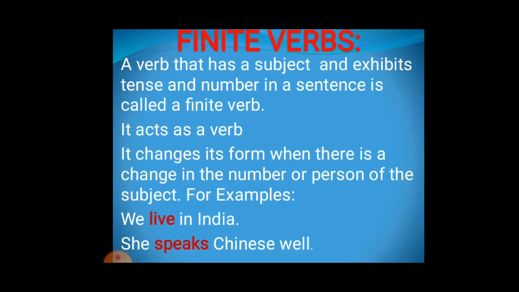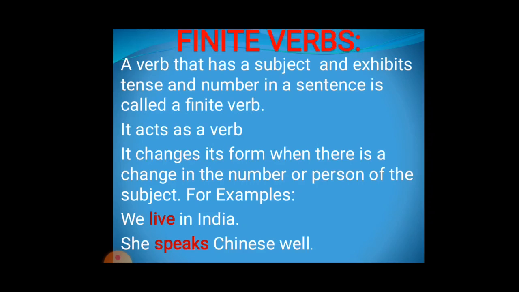Now let's see the next category, that is finite and infinite verbs. So first let us take finite verbs. Now what is a finite verb? It's a verb that has a subject and exhibits tense and number in a sentence. Now we can say that these verbs act as a verb or action, and it changes its form when there is a change in number or person of the subject.